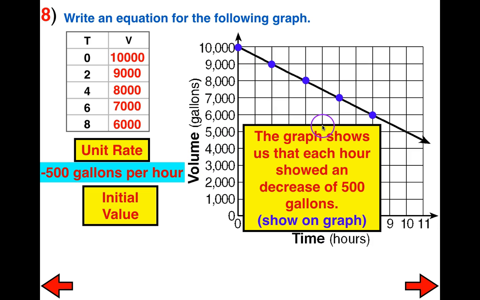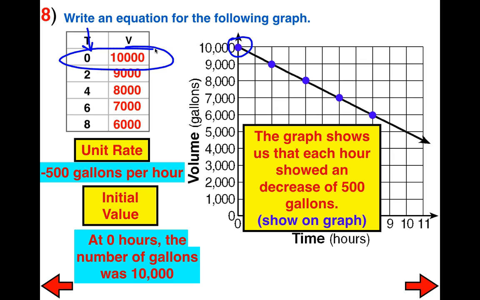So our initial value, where did this graph start? Initially, when time is 0, when no time has passed, the container or whatever we're talking about had 10,000 gallons. You can look at the graph or you can look at the table here. When our input is 0, our output is our initial value. So we can say at 0 hours, the number of gallons was 10,000, or by 0 hours, there was 10,000 gallons. Slight variations, but it means the same thing.